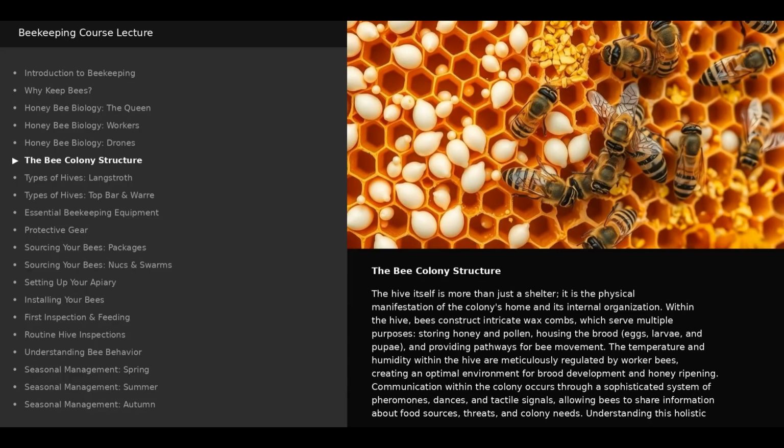Understanding this holistic structure is key to successful beekeeping, as it informs how beekeepers interact with and manage their colonies, respecting their natural behaviors and organizational principles.